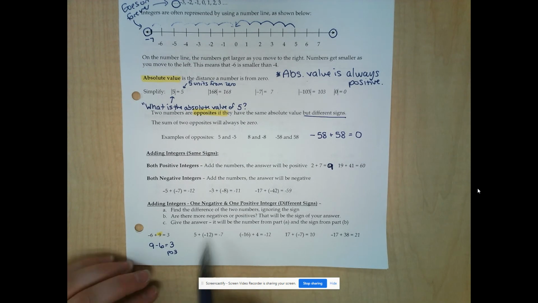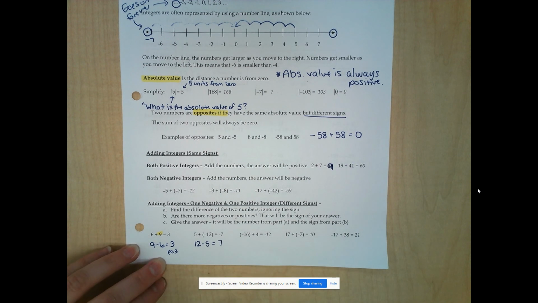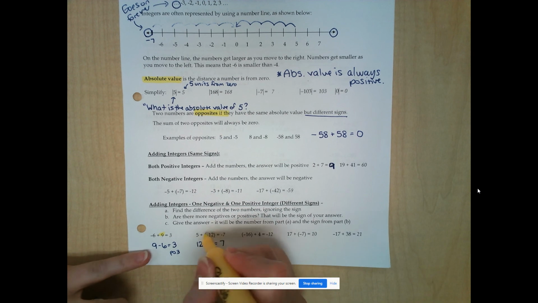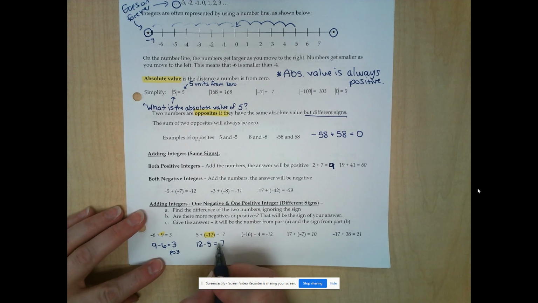We also have 5 plus negative 12 equals negative 7. So 5 and 12, what's the difference? The difference between 5 and 12 is 7. 12 take away 5 is 7. And which did we have more of? We had more negatives this time. We had 12 negatives compared to the 5 positives. So this is a negative 7. We had more negatives than positives.